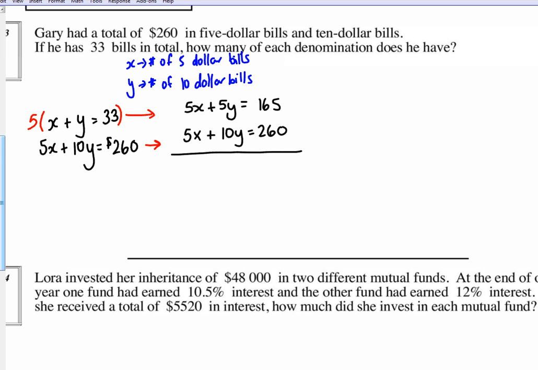So the signs are the same. Let's subtract them, or basically what we're going to do is switch the signs so we can add. I'm going to add those little negatives in. So my x can cancel out. I'm left with -5y plus -10y, which is -5y equals -95. Good. And then divide both sides by -5, which equals 19.